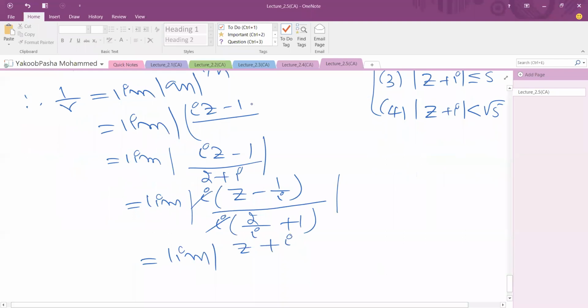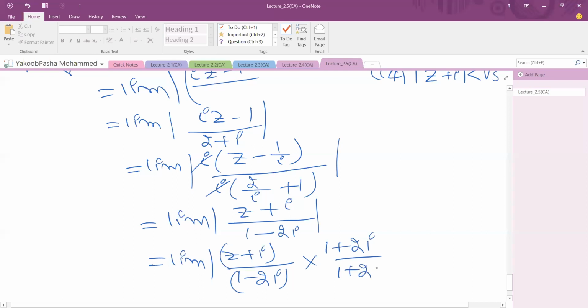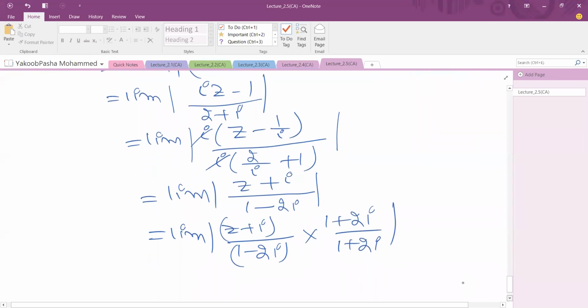Z plus I. The denominator, minus here 2 by I means 2I. 1 by I is equal to 2I. So we can rationalize the denominator. Limit z plus I by 1 minus 2I as this. We are rationalizing, multiplying and dividing with 1 plus 2I.